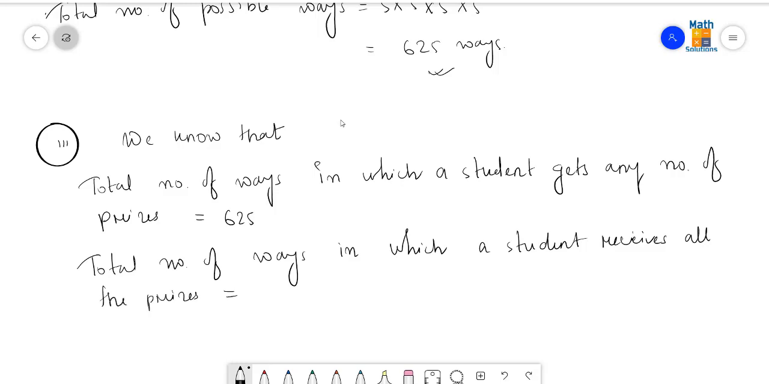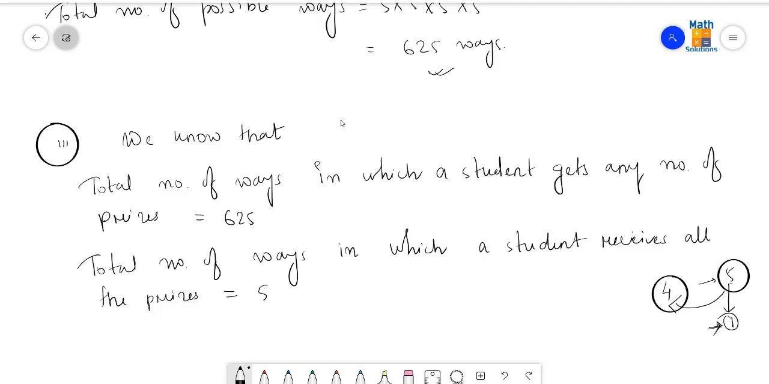How many such possible options are there to receive all the prizes? 4 prizes are there and we have 5 students in our hand. So these 4 prizes can be taken away by any one of these students, yes or no? He can be the first student also, second one also, third one also, fourth or fifth one also. So in this case, how many possible options are there for choosing the students? There are 5 options. That is why there are 5 possible ways in which a student can take away all the 4 prizes.